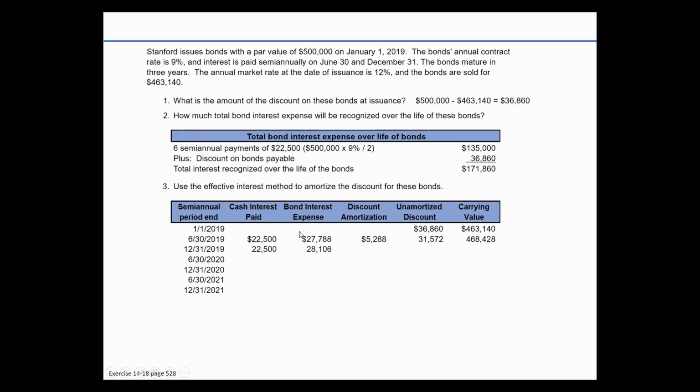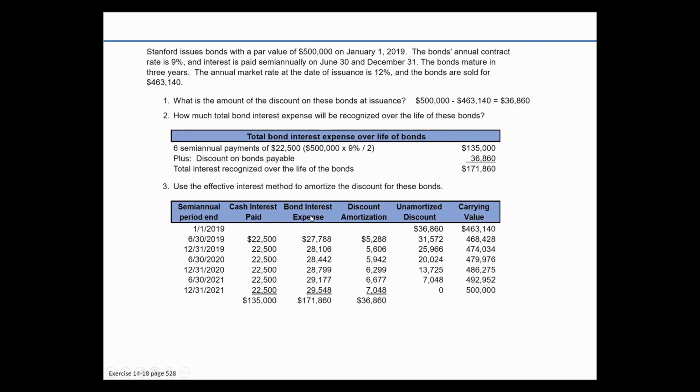The bond interest expense is going to be a little bit more, so the bond interest expense is 27,788, because that is half of the amount of the interest for that year. And then the amortization amount is $5,288 for the discount, because the discount is $36,860, you would divide that by the number of payments, which is 6. That tells you how much, with each payment, until you get to the total amount of the discount.